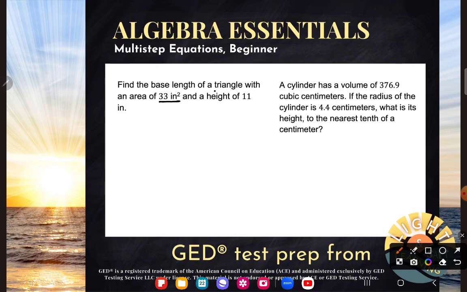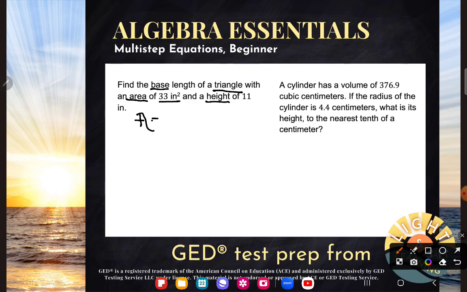All right. I see some interesting things. I see the name of a shape, triangle. I see a type of measurement, area. Another type of measurement, height. And we're finding another type of measurement, base. If you go hit up the GED formula sheet, you will find that the area of a triangle formula relates these three things: the area, base, and height of that triangle. And so we're going to copy that formula down.